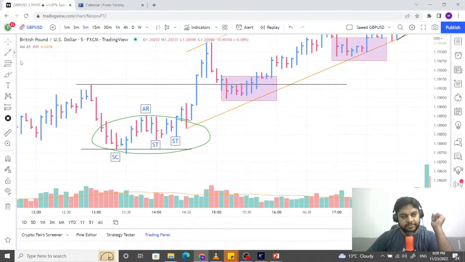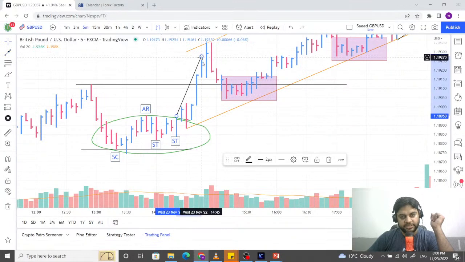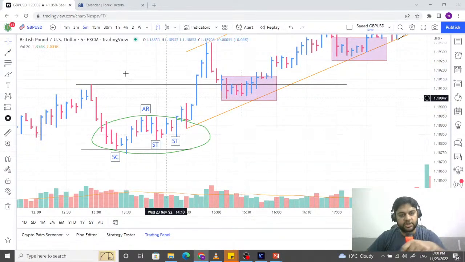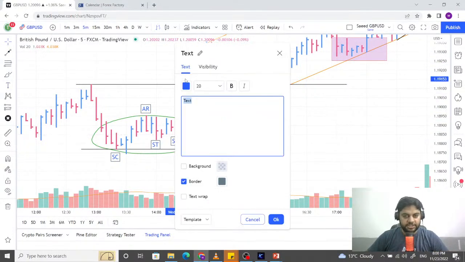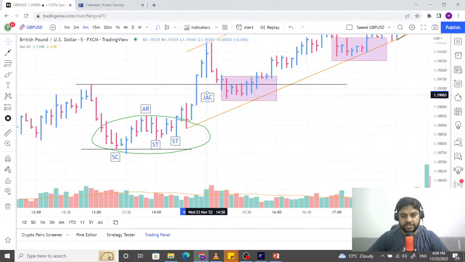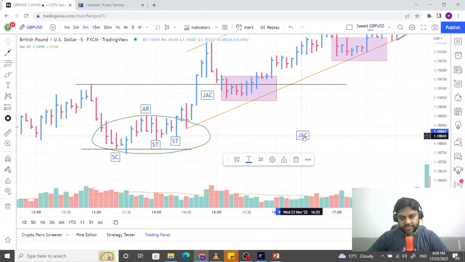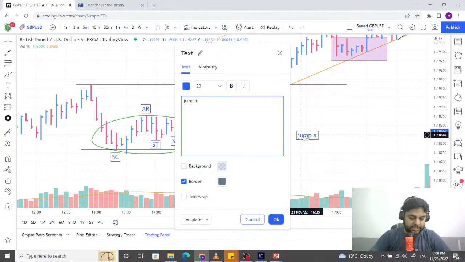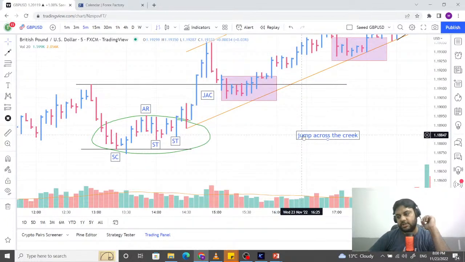The market is jumping to the upside. Look at this, jump across the creek. This is called jump across the creek. So JAC, jump across the creek. Let me write down over here. This is JAC, and the full form is jump across the creek. Now I'll tell you a little bit of a story, a simple story about a boy, a scout's boy.